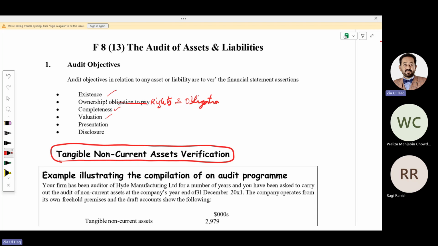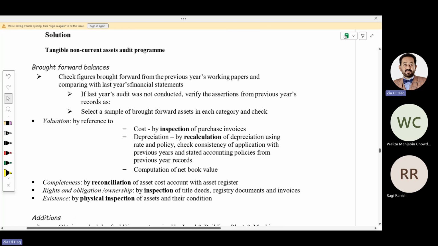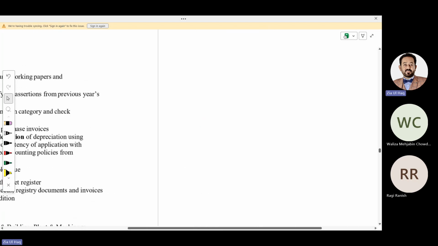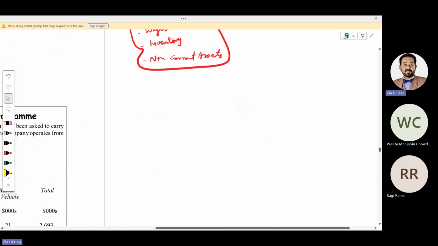How can we verify ownership of an asset? Through purchase documents. If motor vehicles, we can check the registration document. If land and building, again, the registration document. So what are the procedures to verify non-current assets? Each item has its own verifications, like its own assertions. Some are common, some are not common.